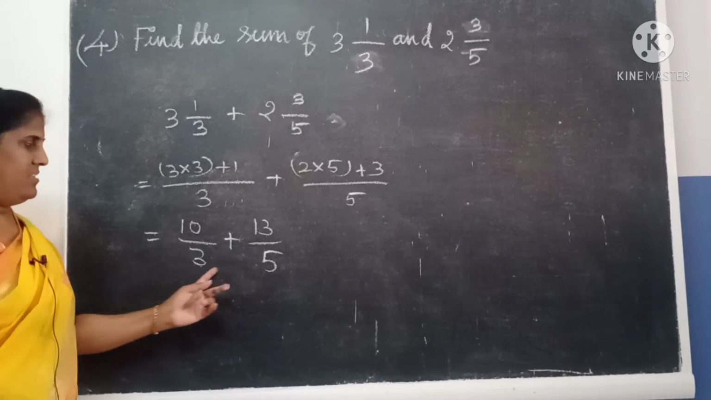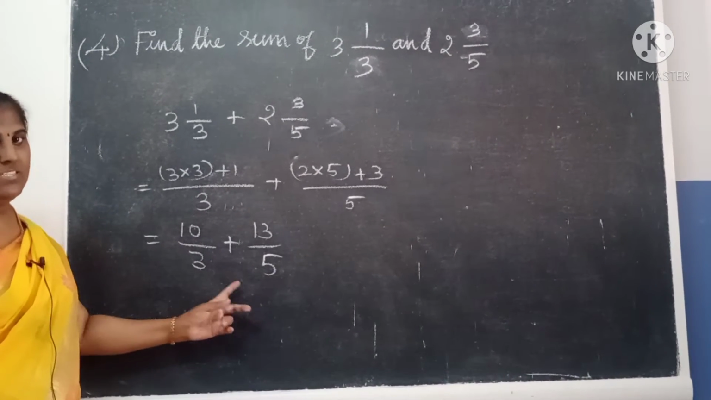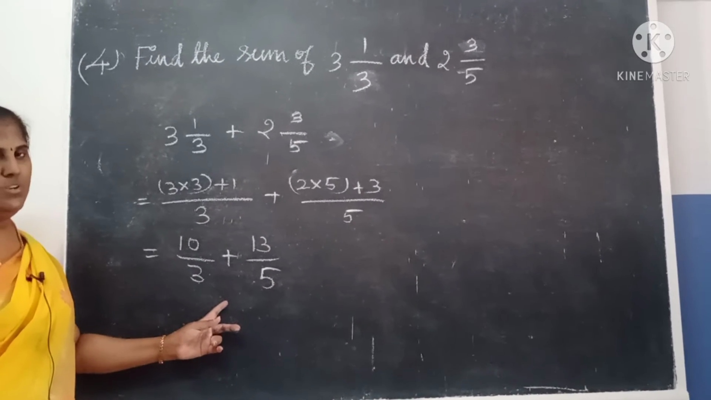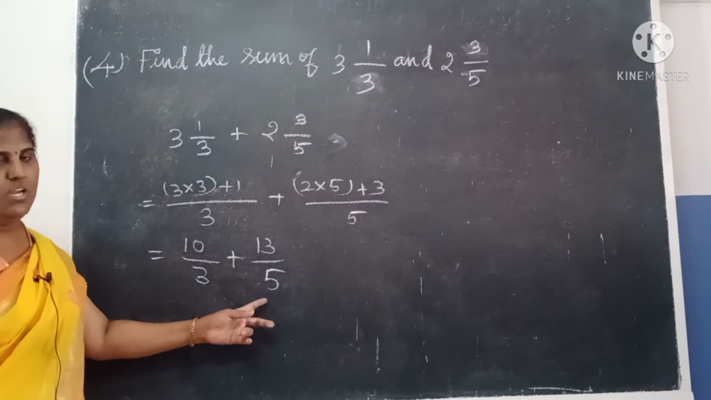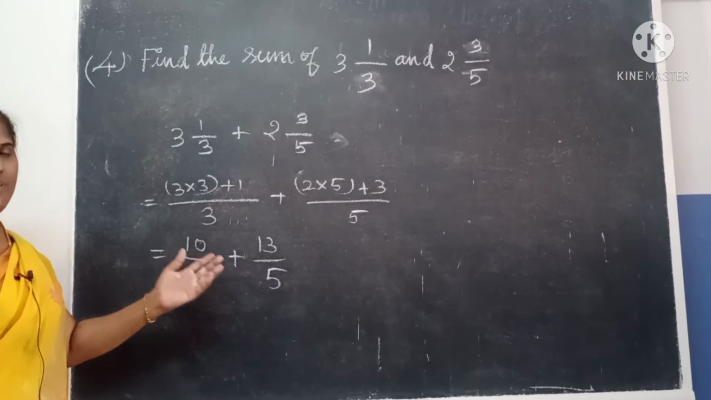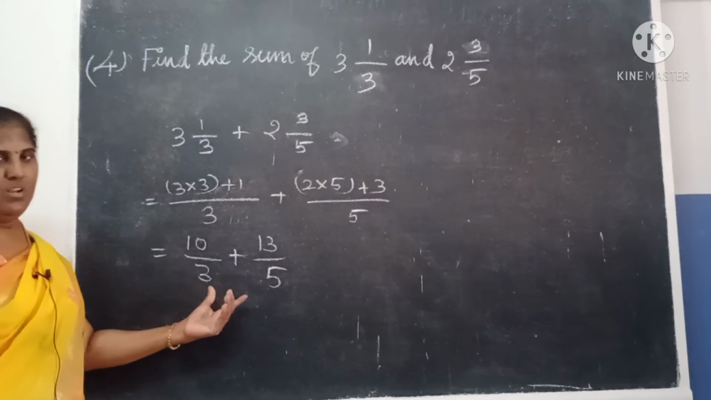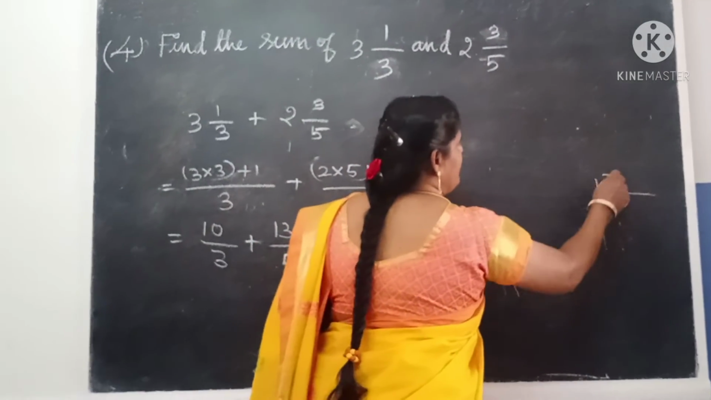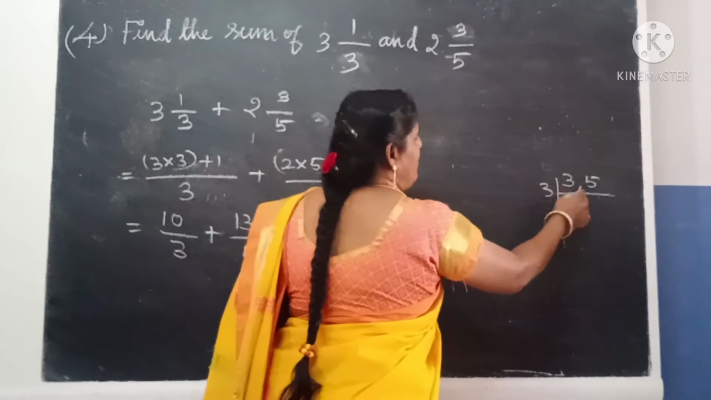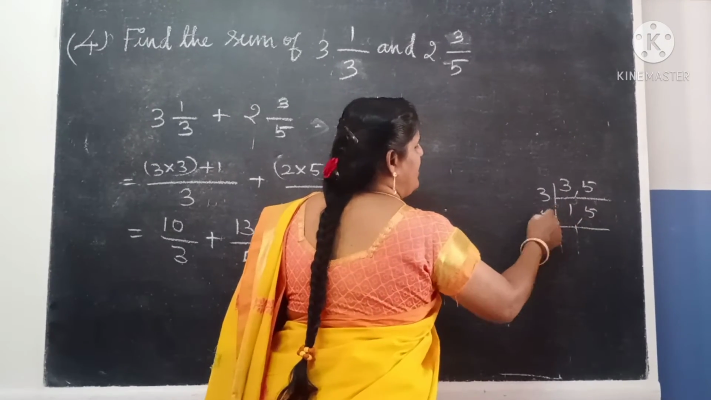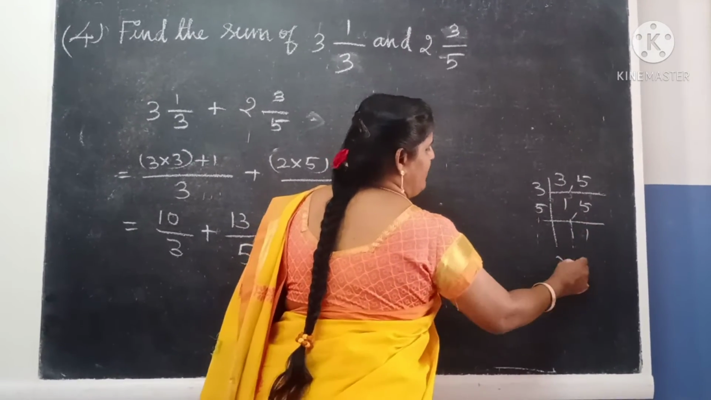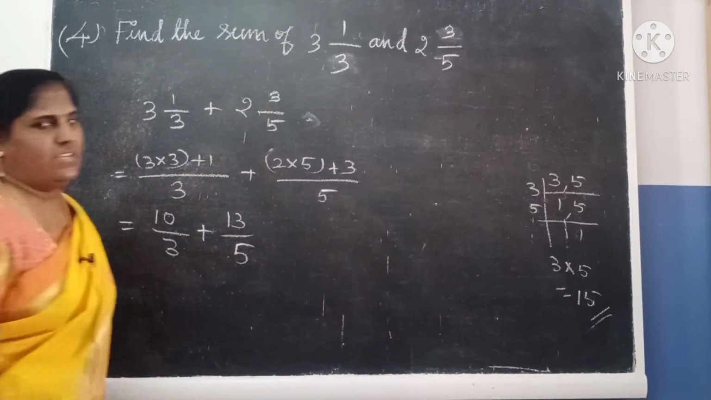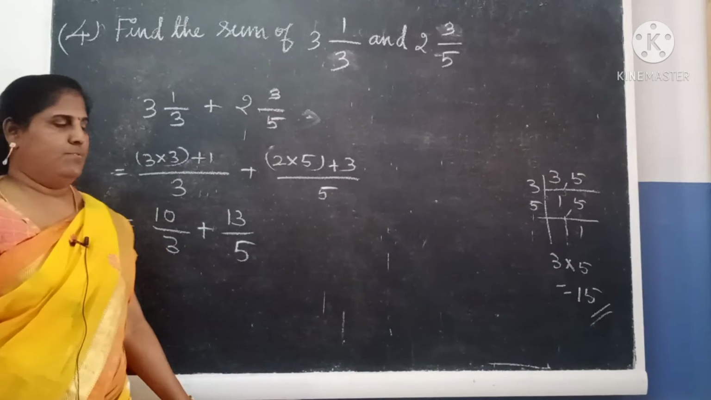See, but children, in the last sum the given numbers were like fractions. But see this sum, this is not a like fraction, it's an unlike fraction. So unlike fractions, as I told, first you convert into like fractions. How do we convert? Yes, you have to find the LCM. The LCM we already told. In the LCM, 3 and 5, 3 table one time, 5 table one time, 3 5s are 15 is the LCM.